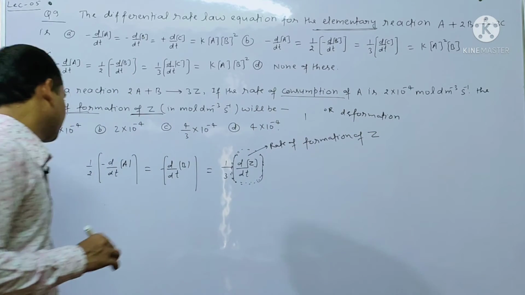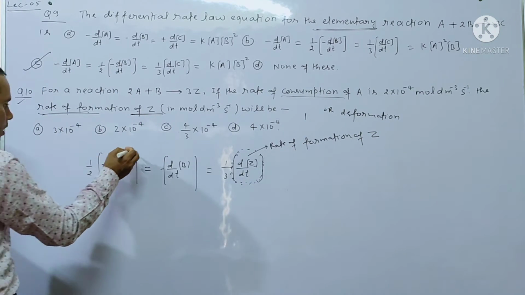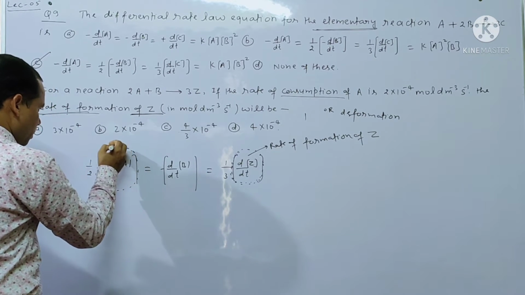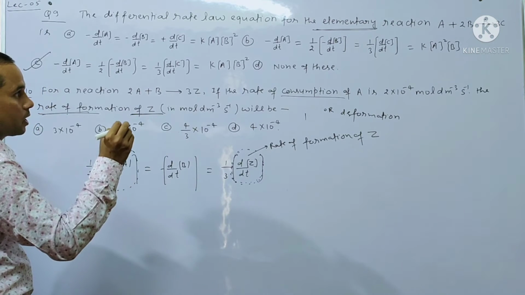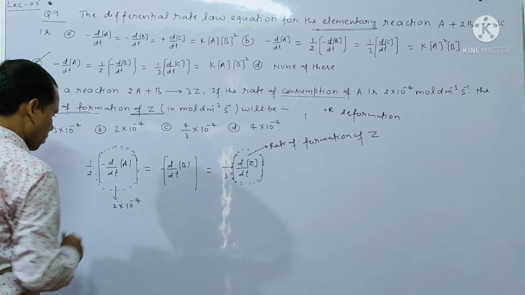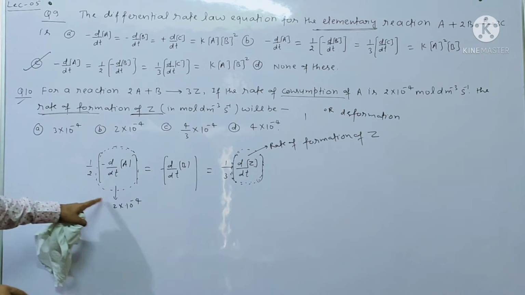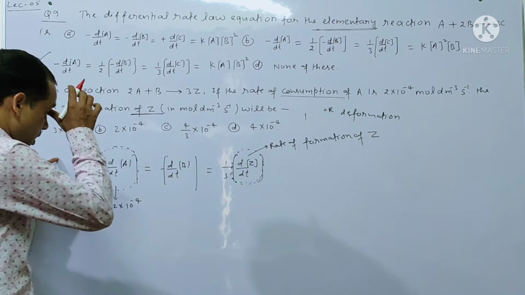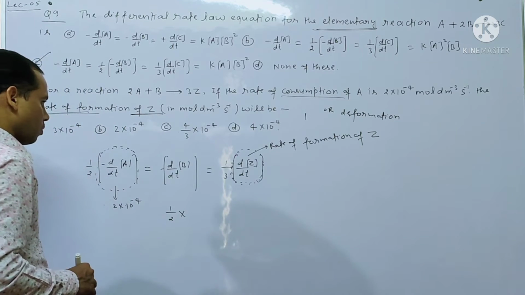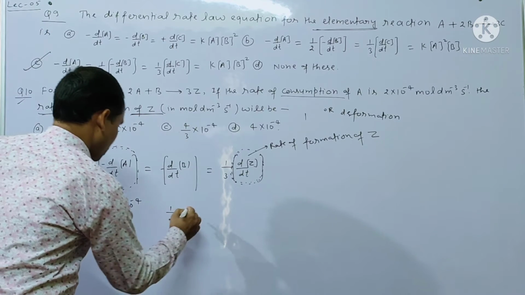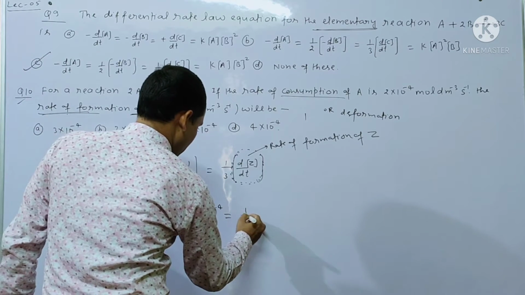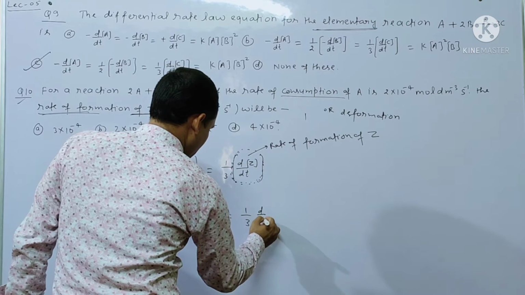But here we are given the rate of deformation of A. So what is the rate of deformation of A? It is given as 2 into 10 to the power minus 4. So let's take these two terms: 1 upon 2 into 2 into 10 to the power minus 4 equals 1 upon 3 d/dt of the concentration of Z.